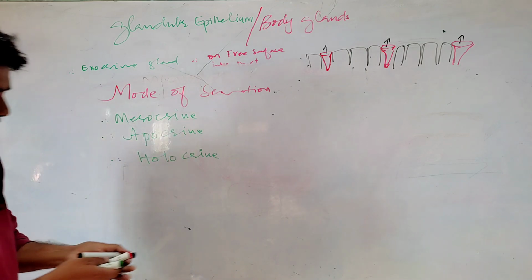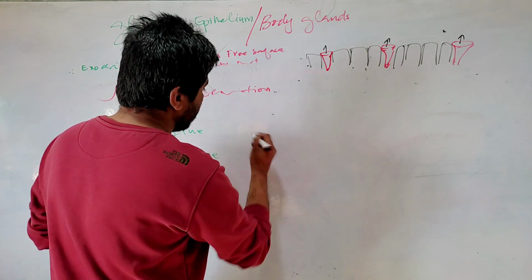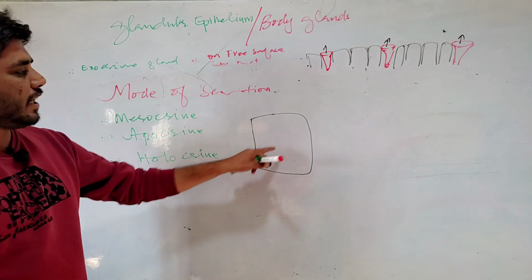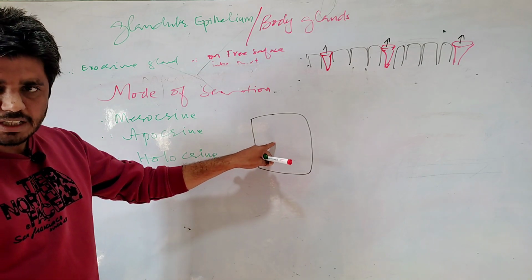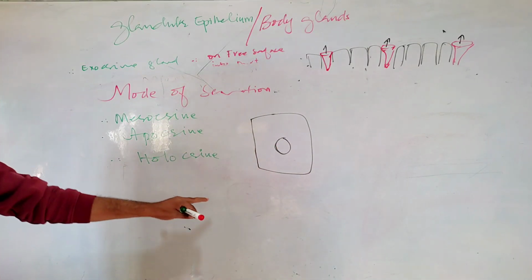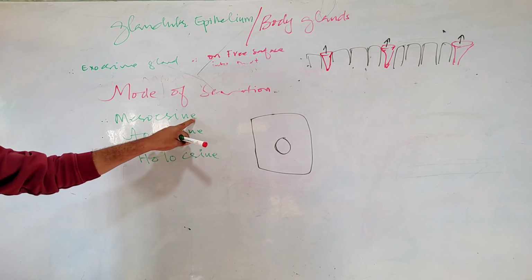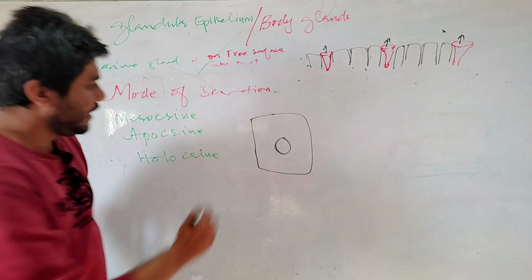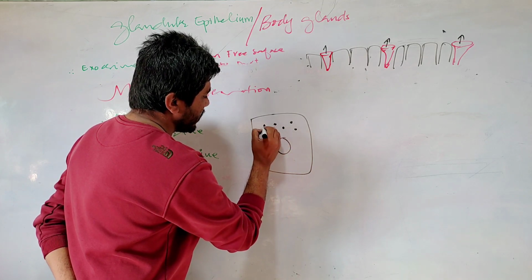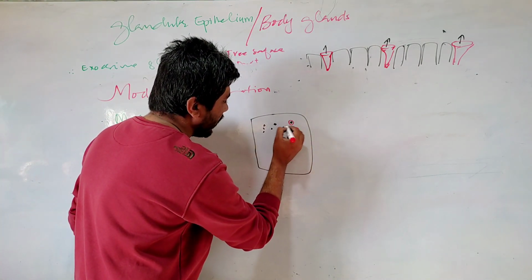First, look into the merocrine gland. Let's draw one cell to understand this. Let's suppose this is one cell of a gland, a glandular epithelial cell which has the ability to produce some secretion. If this cell follows the merocrine pathway, how will it produce its secretion? It will produce these secretory products bounded by a very small light membrane.